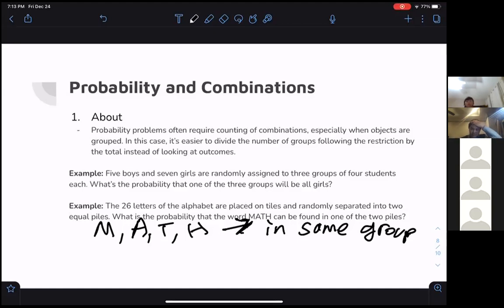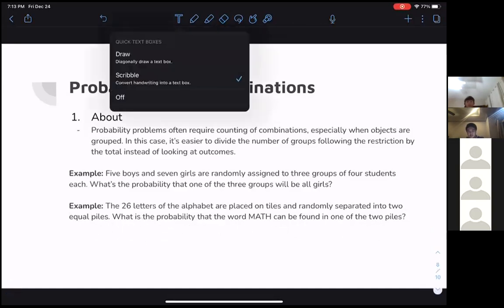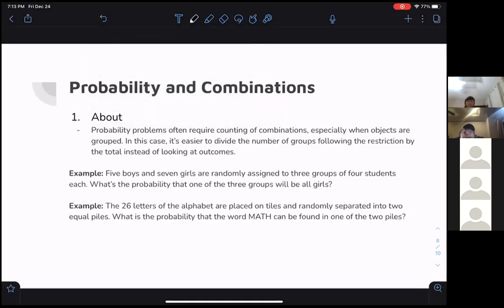All right, so first I'll go over the second one. Admit there's a ton of annoying calculation in it. Or actually a lot of stuff cancels, but still it's kind of tedious. So we have first the 26 letters of the alphabet. What's the probability that math can be found in one of these 2 piles?